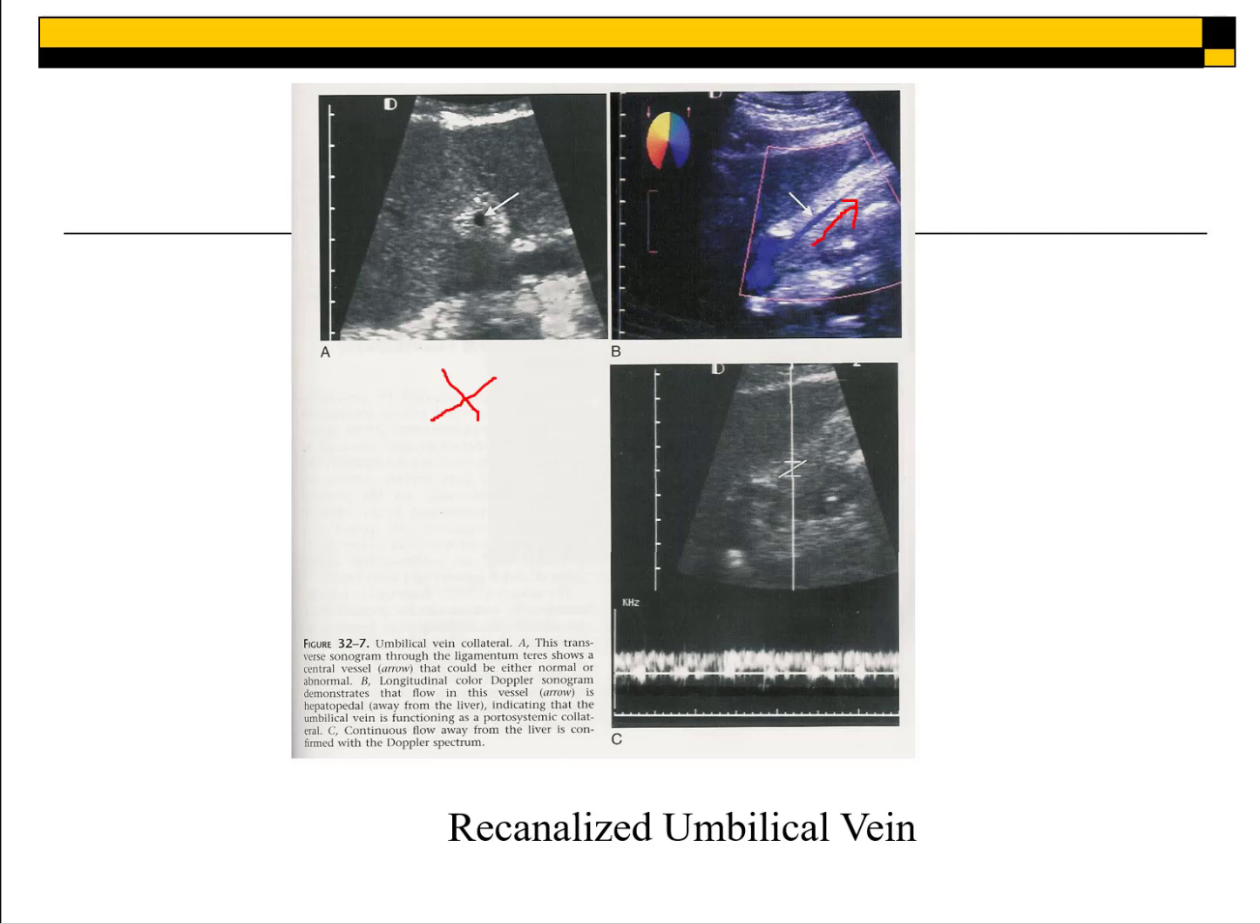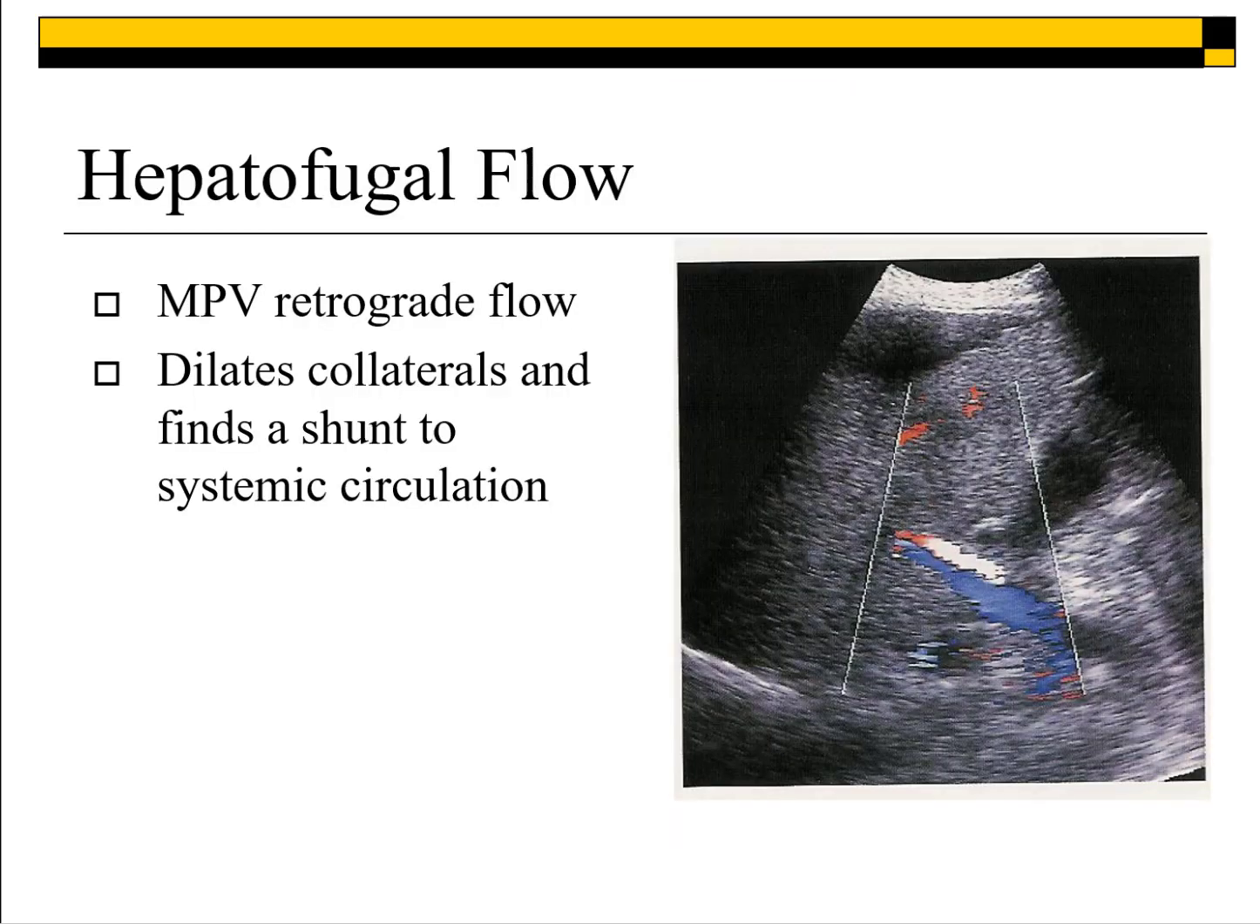And then they did a spectral waveform of that patent periumbilical vein. Here's an ultrasound image demonstrating hepatofugal flow, right? Wrong direction, out of the liver in the main portal vein. And as that goes this direction, it's going to dilate the collaterals as it tries to find a shunt to the systemic circulation. You can even see some free fluid here in this ultrasound image.